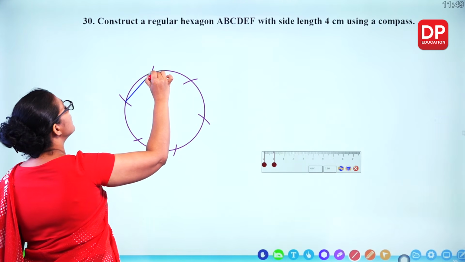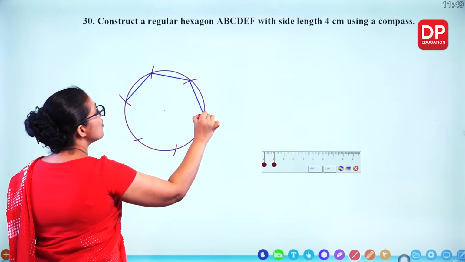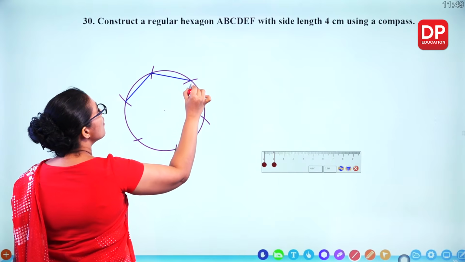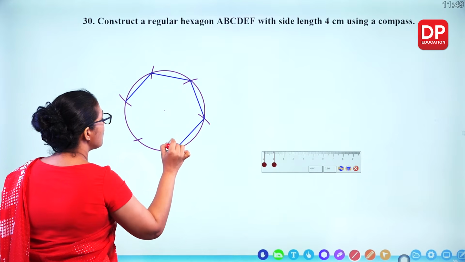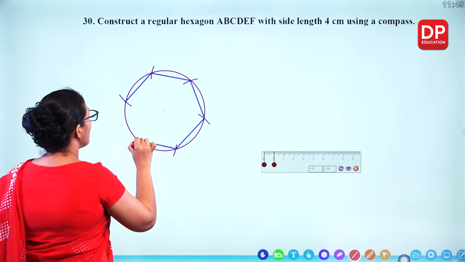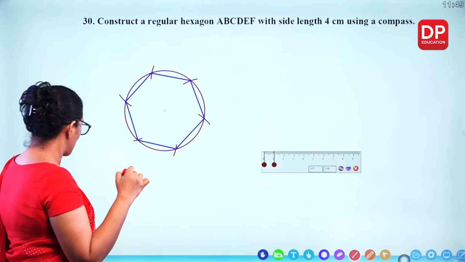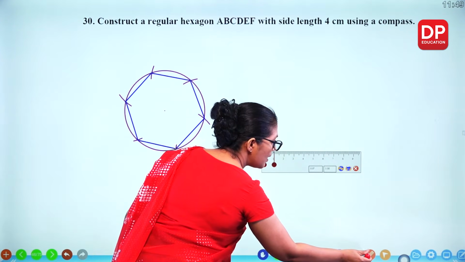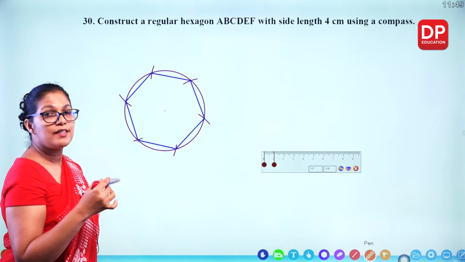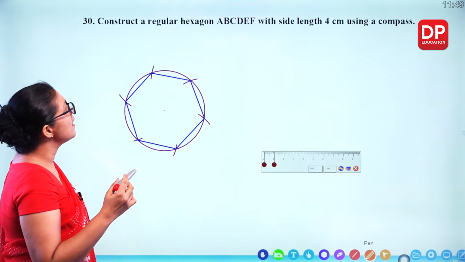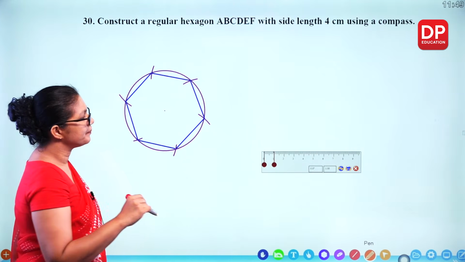Here to here. One side, second side, 2, 3, 4, 5, 6. So all sides are equal. So 6-sided polygon. So this is called regular hexagon. That's how we construct using the compass.